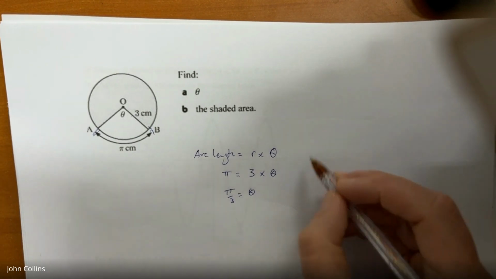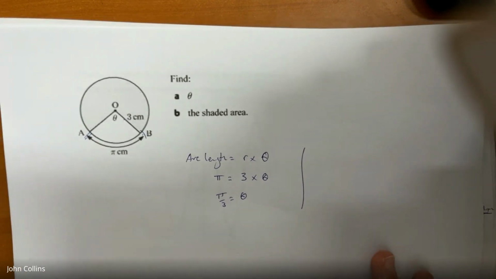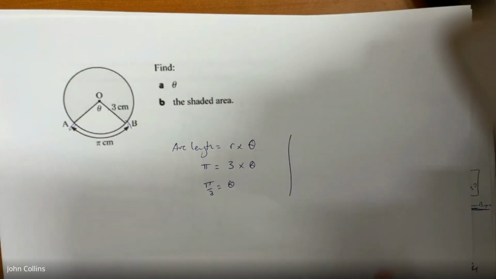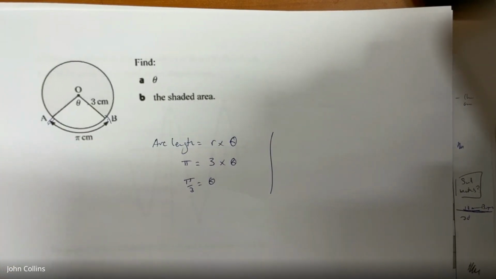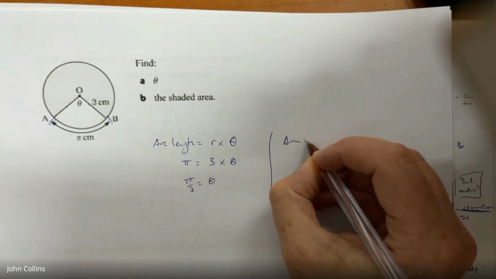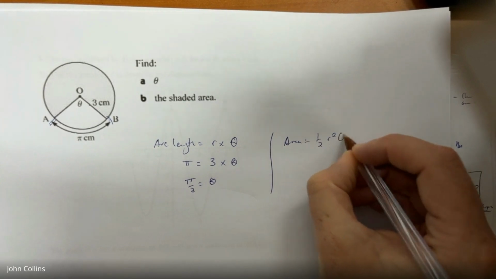And then to find the shaded region, once again, go to your formula booklet. This is a very common question 1 in a paper 1 or 2. Just using those formulas. What's the area one? Half r squared theta, isn't it?